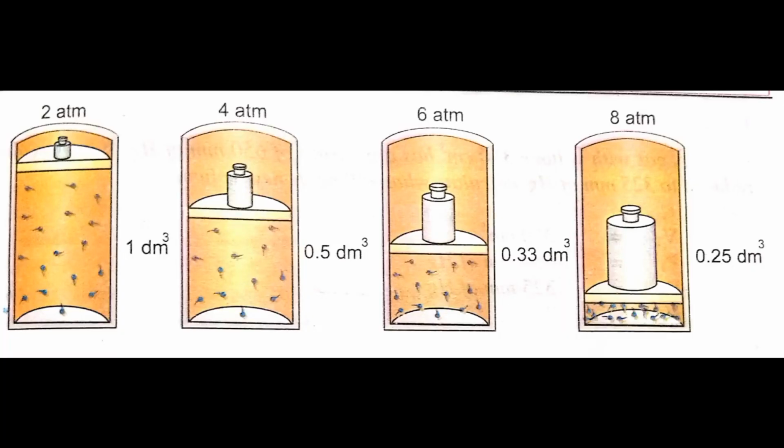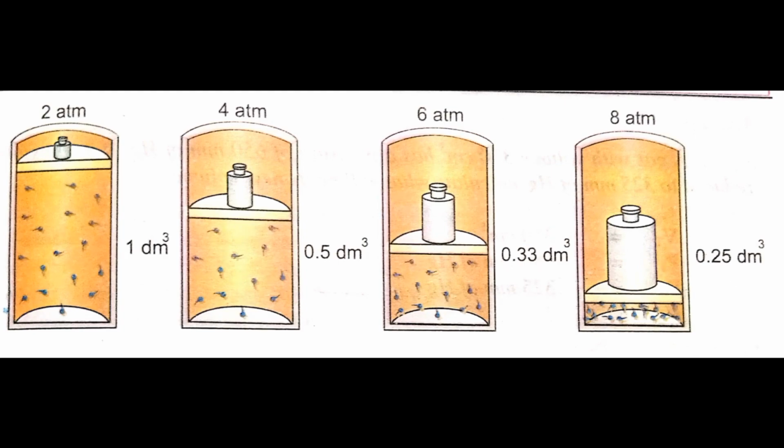Now students, we see experimental verification of Boyle's law. In the first container, you can see that the volume of the gas is 1 dm³ and the pressure on this gas is 2 atm. In the second container, when the pressure is increased from 2 atm to 4 atm, its volume is decreased from 1 dm³ to 0.5 dm³, that is, it has become half of the first container. In the third container, when the pressure is increased from 4 to 6 atm, the volume becomes 0.33 dm³, and in the fourth and last container the pressure on the gas is 8 atm and the volume has become 0.25 dm³.